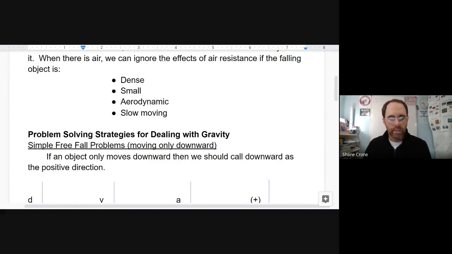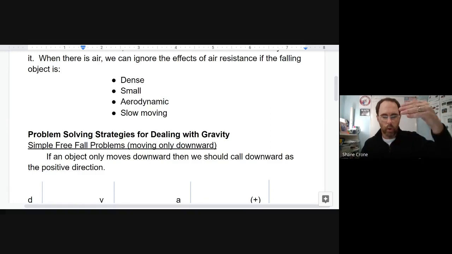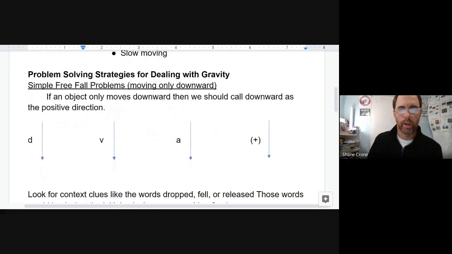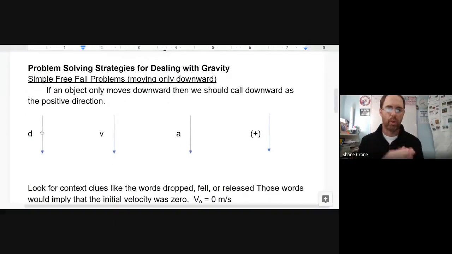So in this, what makes this very simple is that we're only going to allow it to fall in one direction. So essentially, we're going to drop something, release it or let it go, or it's going to fall over, something like that, and it's going to fall only in the downward direction. So when an object falls only in the downward direction, that means that every single property, whether it's the displacement, the velocity, or the acceleration, they will all be pointing in the downward direction.